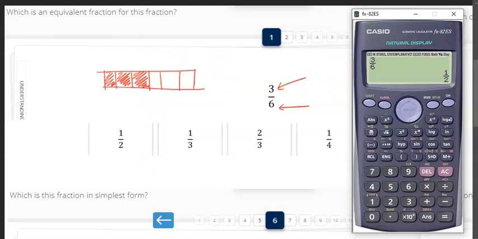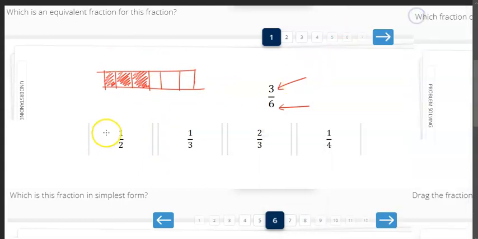And can we see half here within the answer? Yes, we can, and we've got an answer right here. So this 3/6 is equivalent to half, to this answer here.